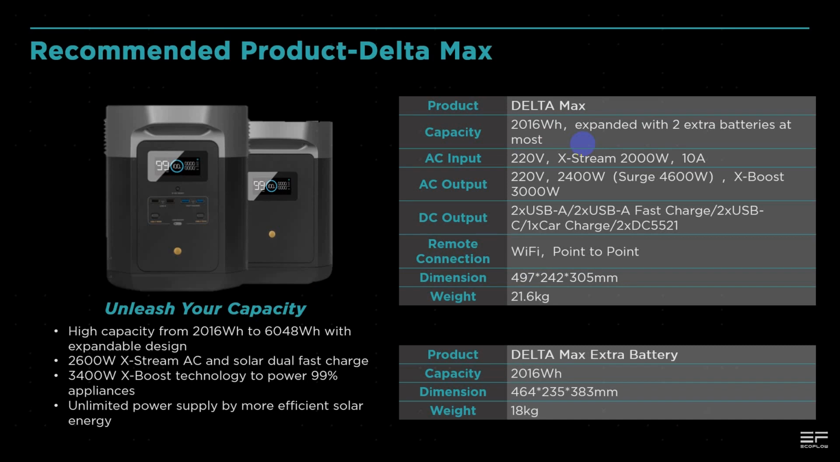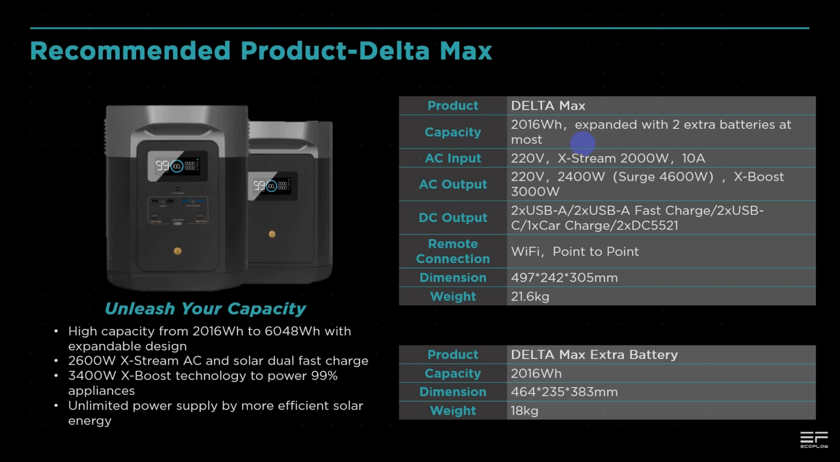2600 watts extreme AC and solar dual fast charge, 3400 watts X-Boost technology to power 99% of appliances, and limited power supply by more efficient solar energy. And from the right side, you can check the details of Delta Max and its extra battery. The capacity is 2016 watt-hour. Because it has two extension ports, it supports expanding with two extra batteries at most.